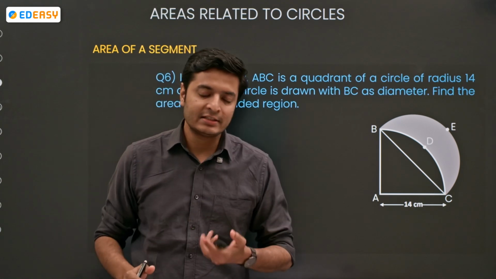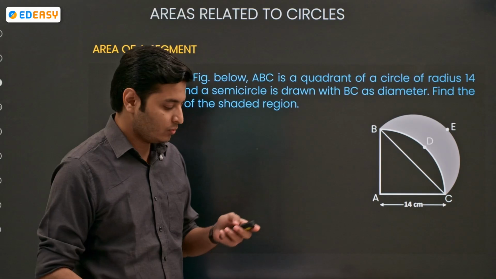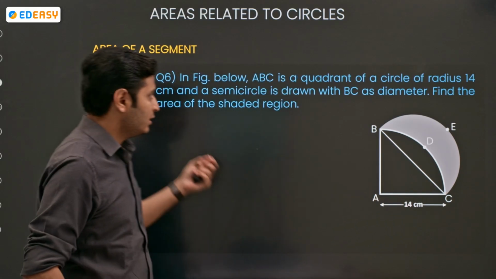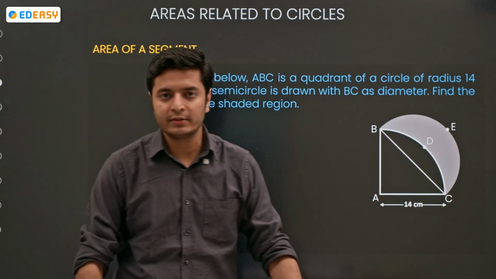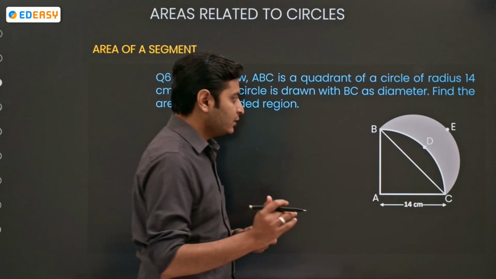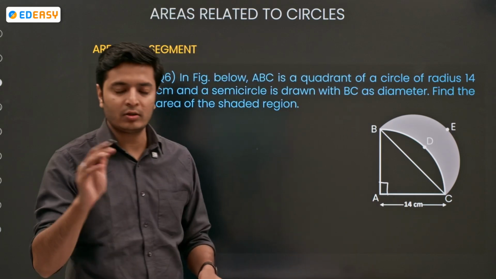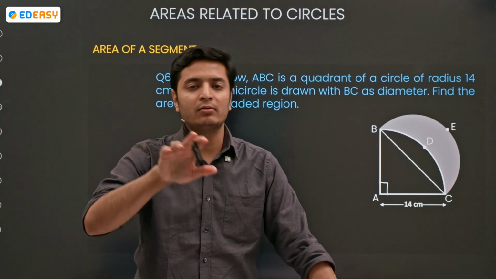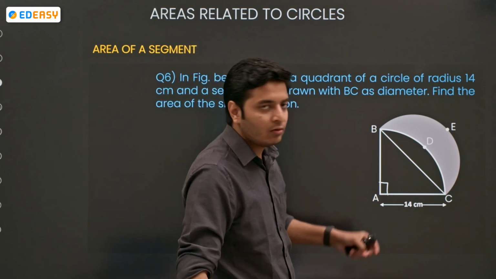So this is the last problem that we are talking about. I was telling you what is given in this problem. Here the figure is given, correct? ABC is a quadrant, so again it means 1/4 of the circle, correct? If it is 1/4, then the angle that we can see here is 90 degrees, because 1/4 of 360 is 90 degrees. So this angle is now known to us.